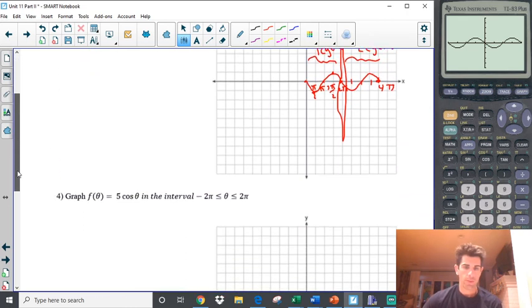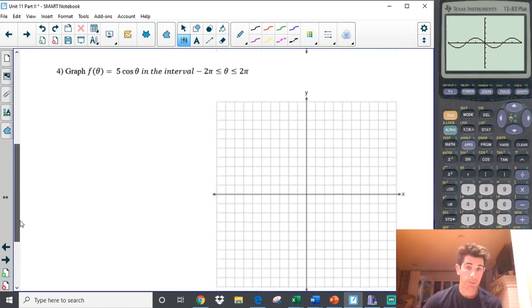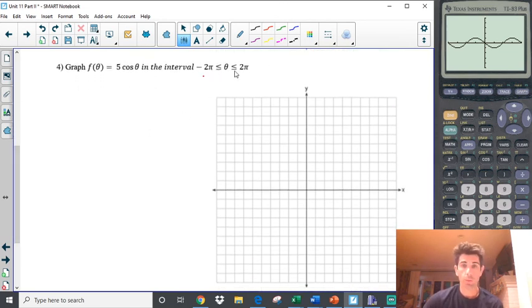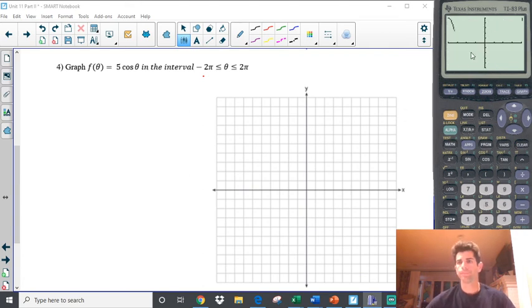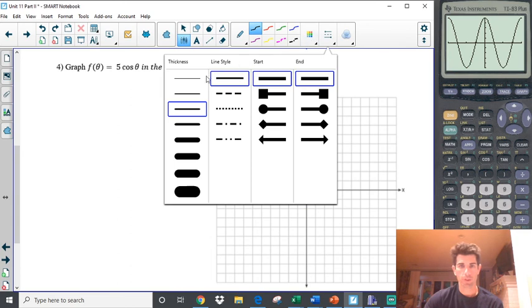All right, last one. And so now this one is telling me to go from negative 2 pi to positive 2 pi at 5 cosine x. Okay, y equals 5 cos x. Hit graph, and that's what your answer is going to look like. See, the amplitude is up there at 5. Okay, nice big curves there. All right, so let's finish up strong here.